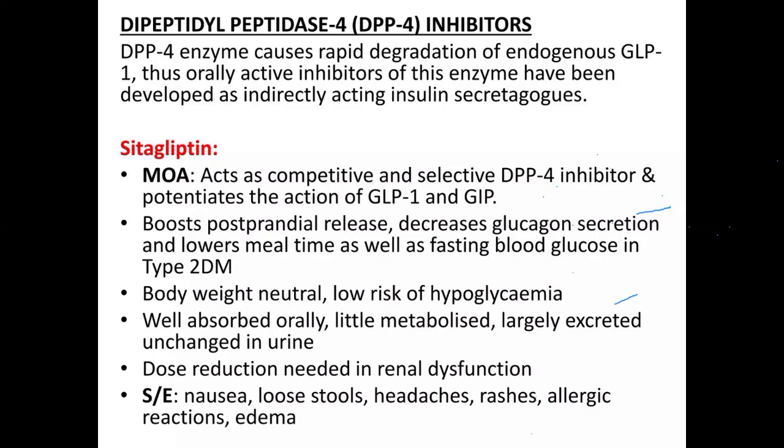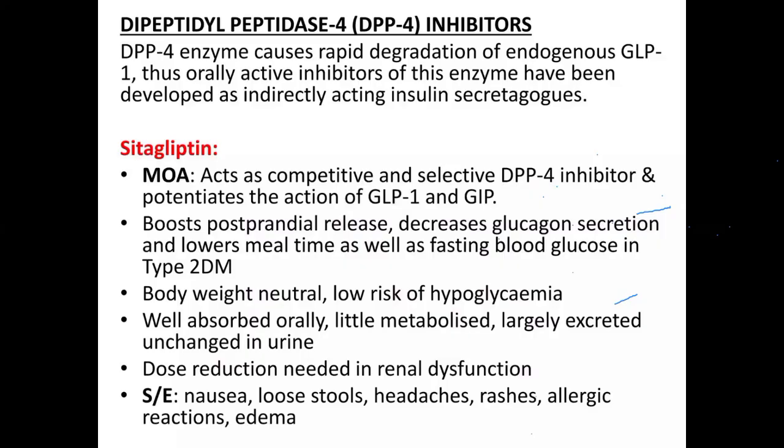The best example to explain DPP4 inhibitors is sitagliptin. What is the mechanism of action of sitagliptin? It acts as a competitive and selective DPP4 inhibitor and potentiates the action of GLP-1 and GIP. What does that line mean? Sitagliptin is a selective DPP4 inhibitor, and it competes with the enzyme. It potentiates the action of GLP-1, glucagon-like peptide 1, and also of GIP, which is also a glucagon-like peptide.